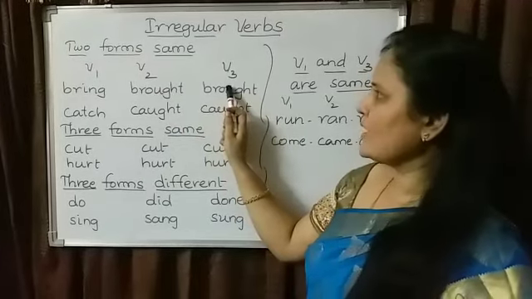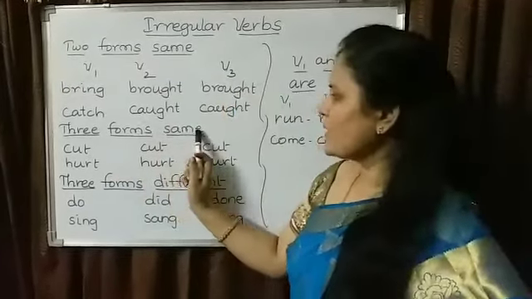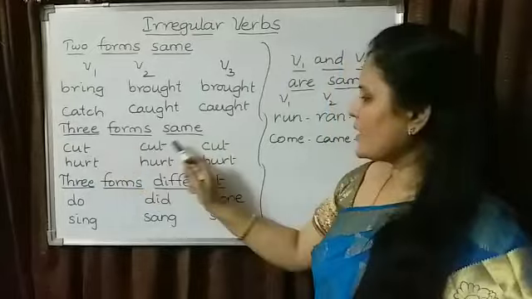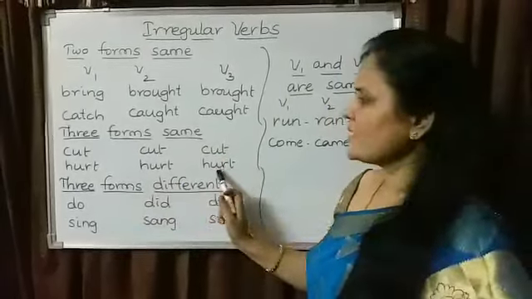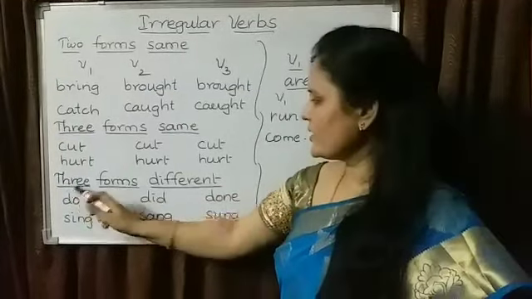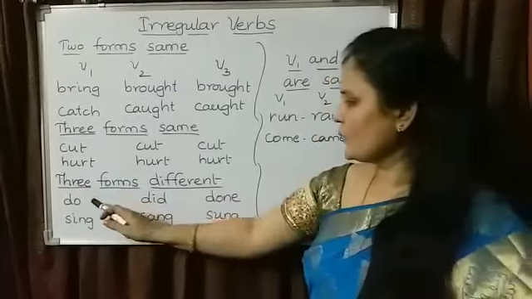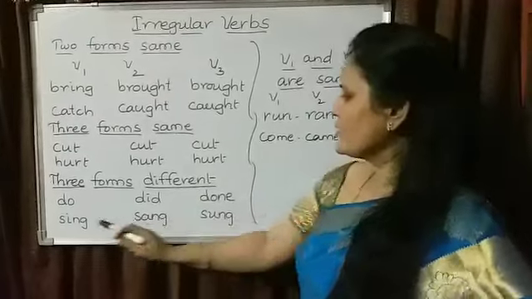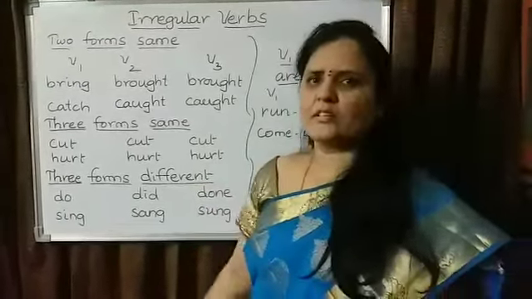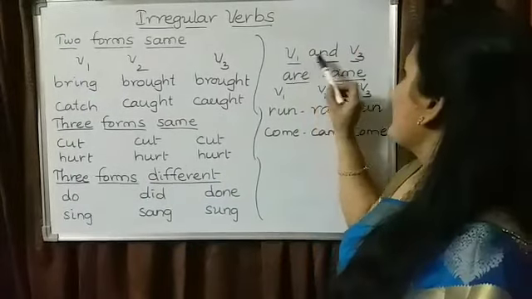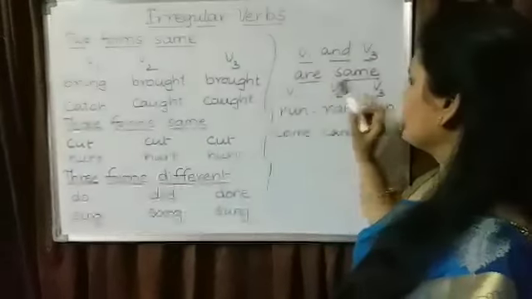So, V2 and V3 are same. And three forms same. Here, cut, cut, cut. Hurt, hurt, hurt. So, these three forms are same. And now the third one is three forms different. Do, did, done. Sing, sang, sung. So three are different. And the last one is V1 and V3 are same.